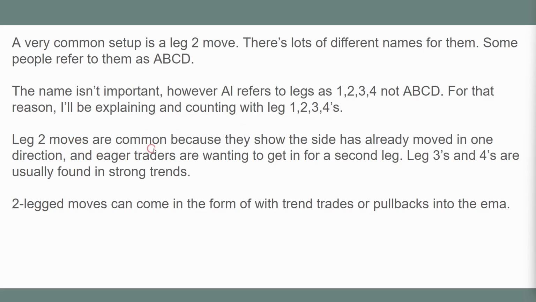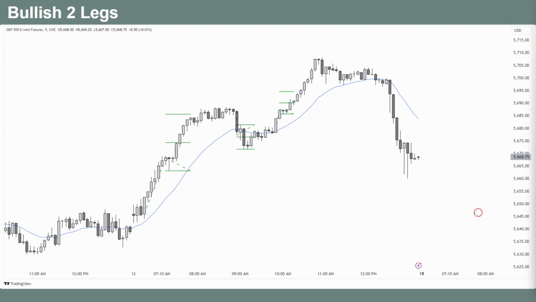Leg 2 moves are common because they show the side has already moved in one direction. Eager traders are wanting to get in for a second leg. Leg 3s and 4s are usually found in strong trends. Two-leg moves can come in the form of with-trend trades or pullbacks into the EMA. So here's an example of some bullish two legs.